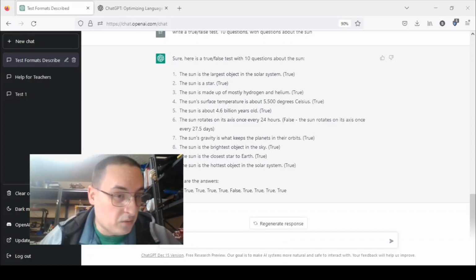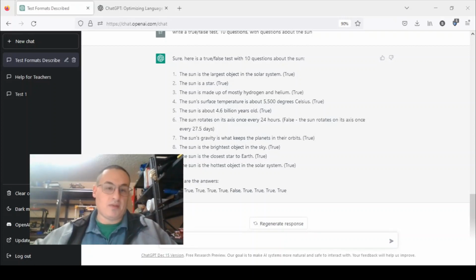And always check the questions before you hand them out. That being said, this would be really easy to implement and export to like a Scantron sheet or a multiple choice.